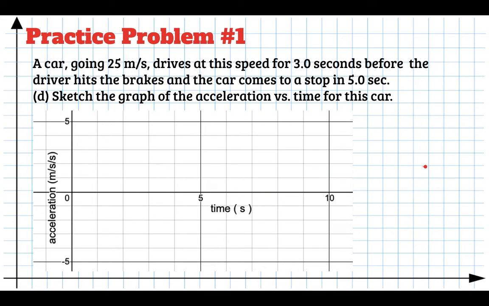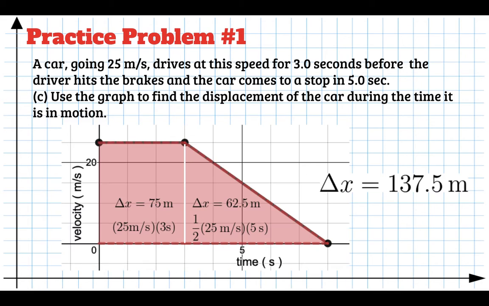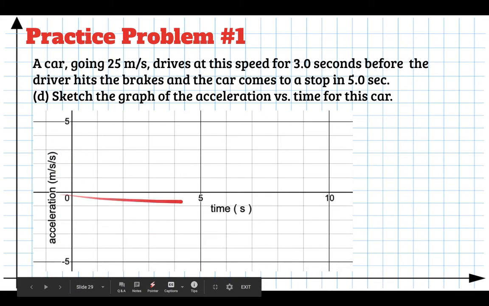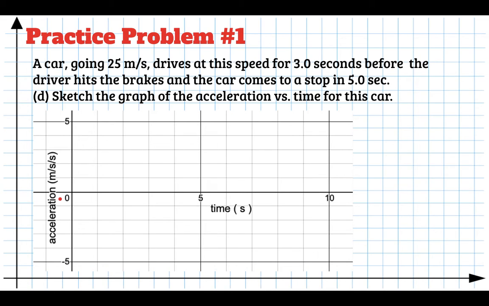Okay, last thing. See if you can sketch the acceleration versus time graph for this car. So if we back up, during the first 3 seconds, what was the acceleration? And then during the last 5 seconds, what was the acceleration? And plot those on a graph that looks something like this. So sketch a graph, acceleration on the y-axis, time on the x-axis. See if you can do that.